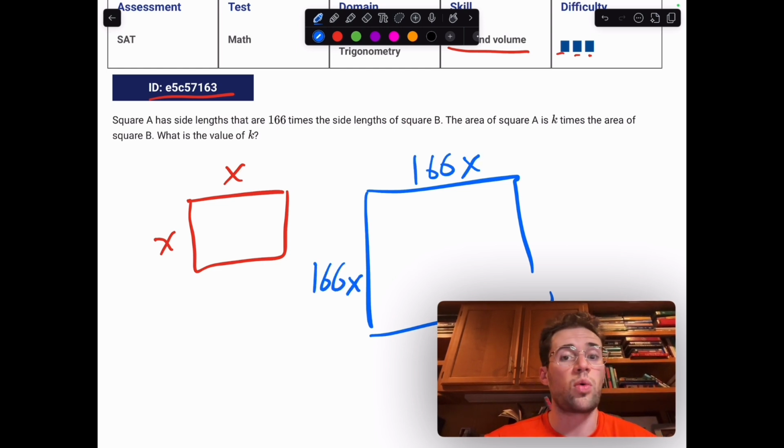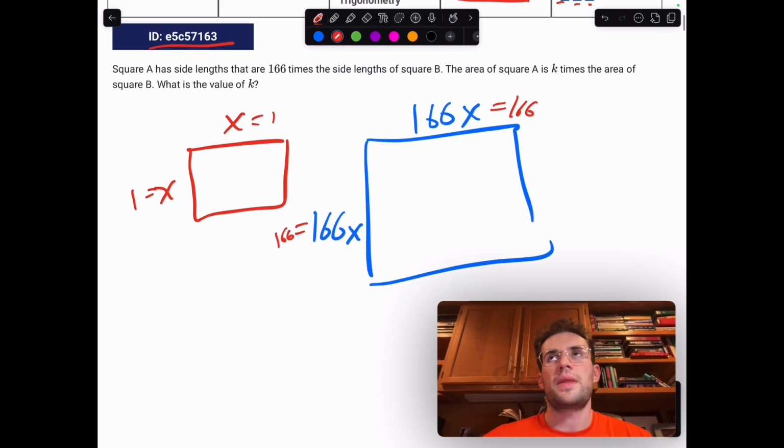You could treat x as 1, that would actually make the problem even easier. So this would just be 1 by 1, and then this one would be 166 by 166. And then just compare the areas. Well, if you know the rule with scale factors, for the side lengths or for the perimeter, it would just be scaled up by a factor of k. So k would be 166.